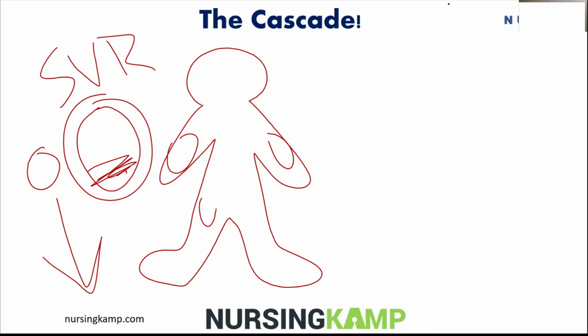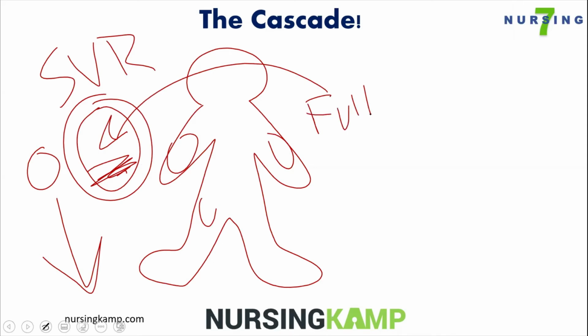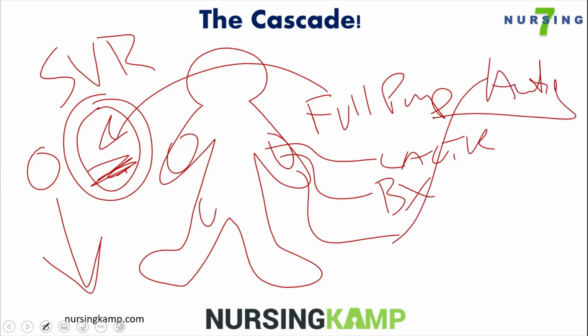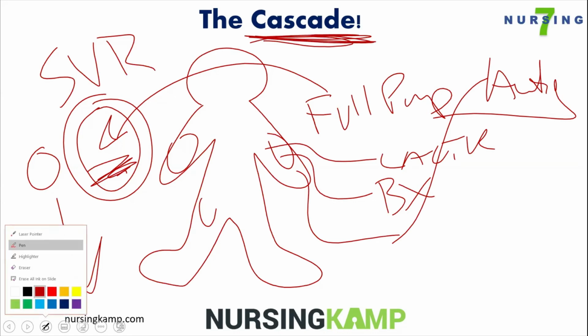So what do we do? So how do we manage this patient, right? Well, the first thing is we fill the pump. We draw lactic acid. We draw blood cultures. And we start antibiotics right away. That's why you see sepsis protocols and different things like that. But what about this cascade? Why do we care about this cascade?